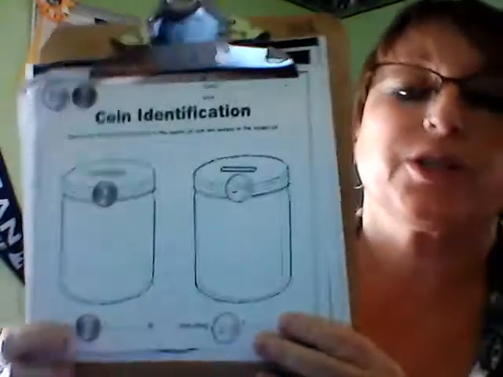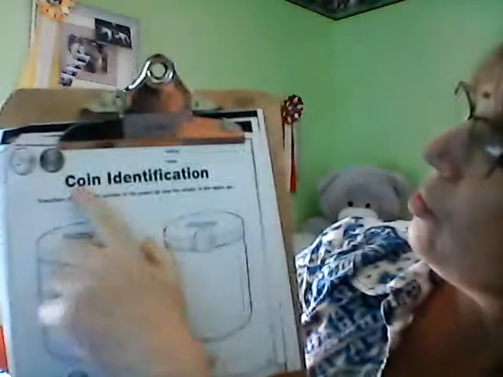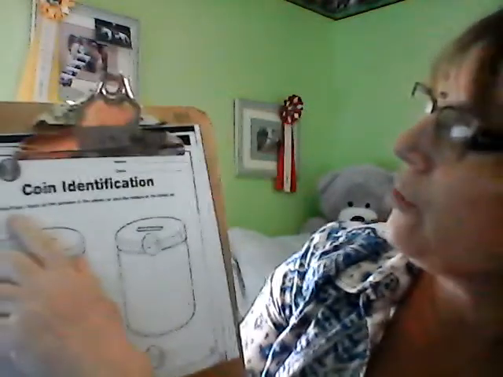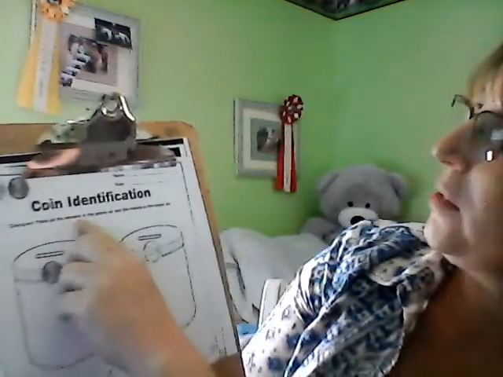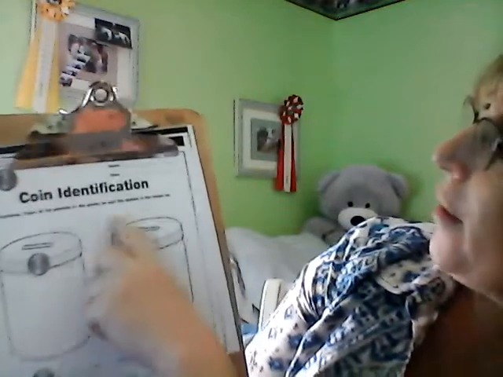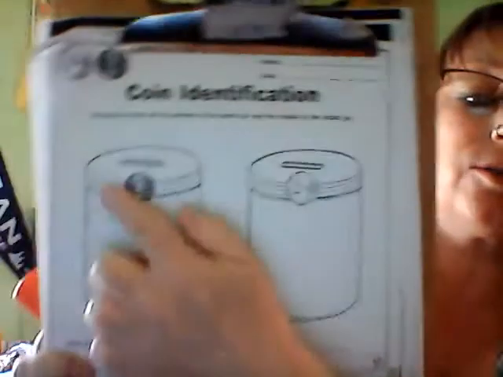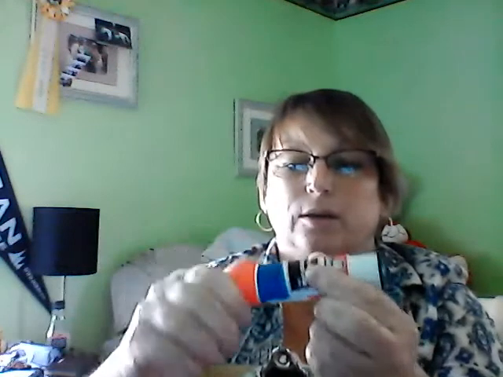Okay, the first worksheet that we are going to do is called Coin Identification. Here are the directions. Paste all of the pennies in the penny jar and the nickels in the nickel jar. So this is the penny jar and this is the nickel jar. So you have your glue stick. Take off the lid. Turn it away from you.